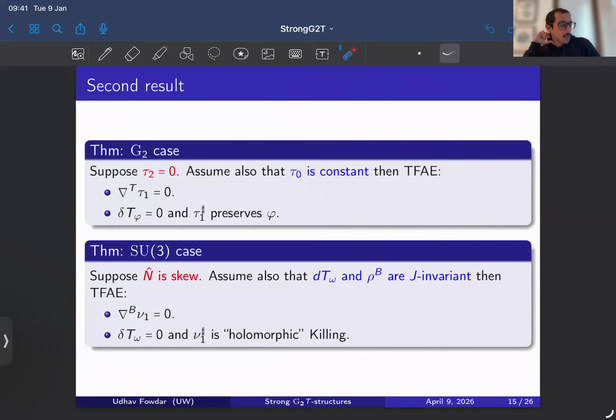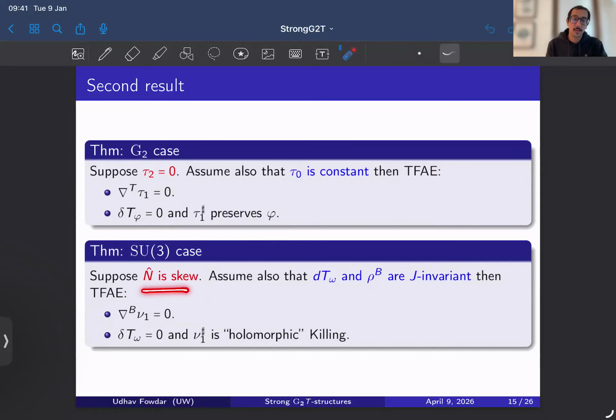Here's a second theorem that we have in the G2 case. Suppose that the torsion form tau2 is 0. So that is the obstruction term to the existence of a G2 connection with skew-symmetric torsion vanishes. If that's the case, and also that the torsion form tau0 is in fact constant, then the following conditions here are equivalent. The G2 Lee form is parallel with respect to the characteristic connection, the torsion form is co-closed, and the underlying G2 Lee form preserves the G2 structure. And this is again in perfect analogy to what we saw in the SU(3) case.